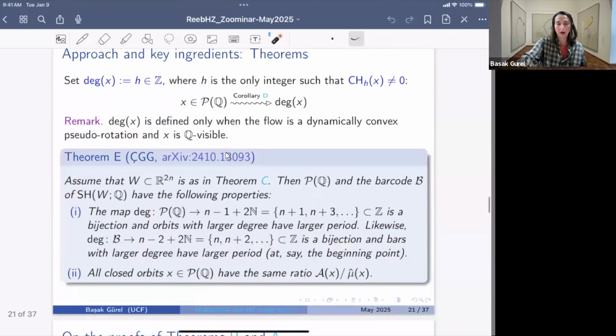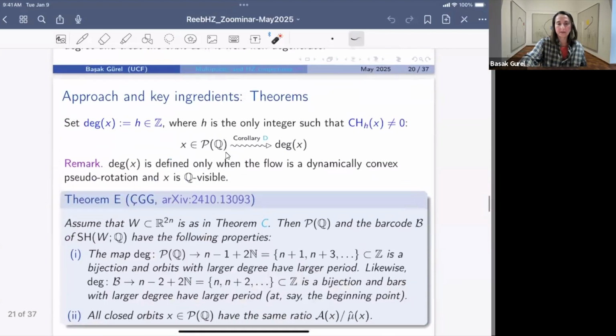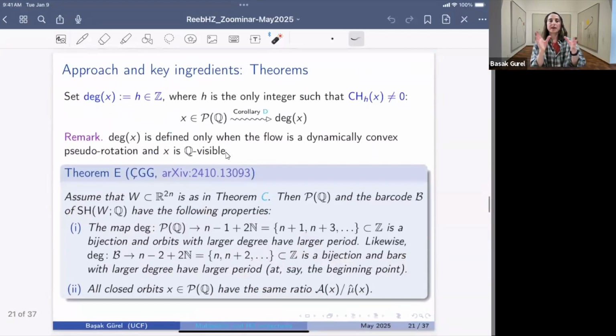Okay, so now we have another theorem, which is going to be the connection between theorem C and theorems A and B, if you wish. It will tell us the following. Again, we are in the setting of theorem C. This theorem only concerns Q coefficients. We have the symplectic persistence homology module over Q, and we have the barcode of that persistence module.